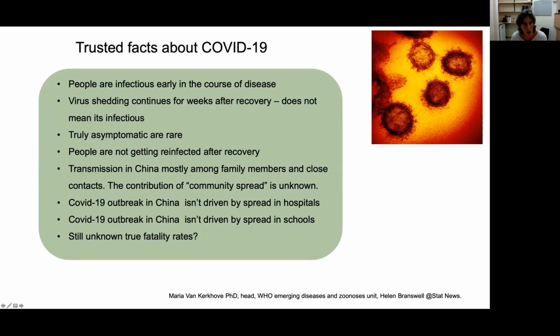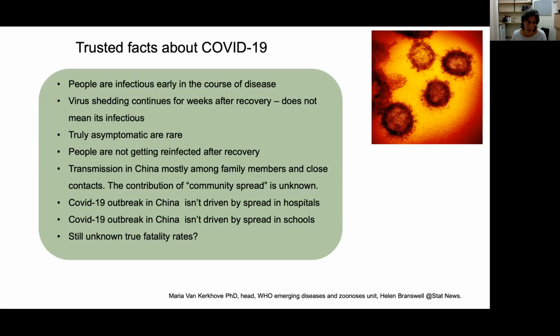So there was a big hype about the fact that asymptomatic people can infect others, and that was thought to be a major problem because we don't actually know that these people are sick, and if they can infect, we are in a big problem.